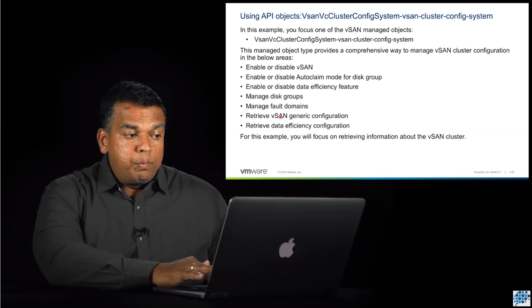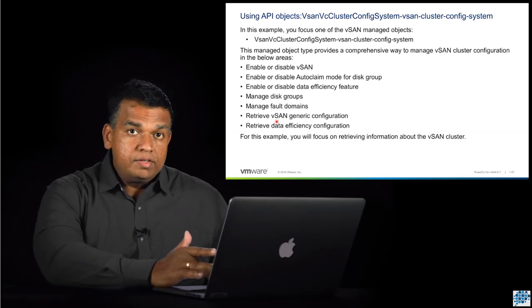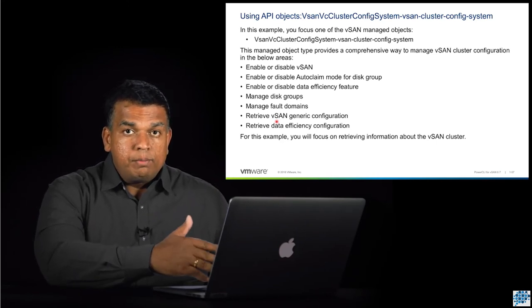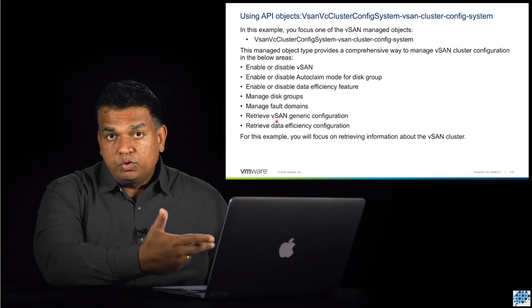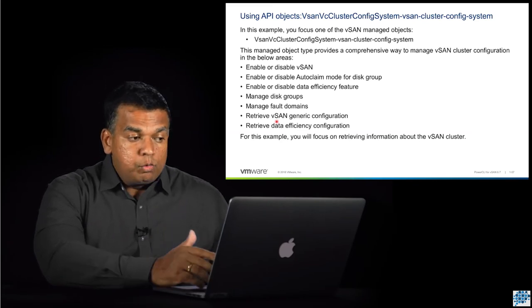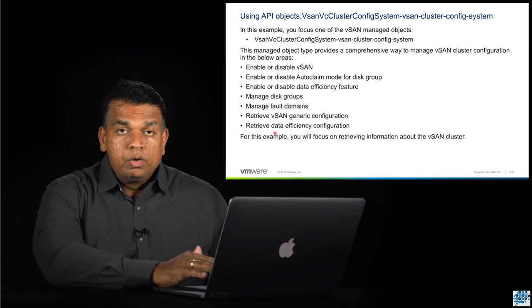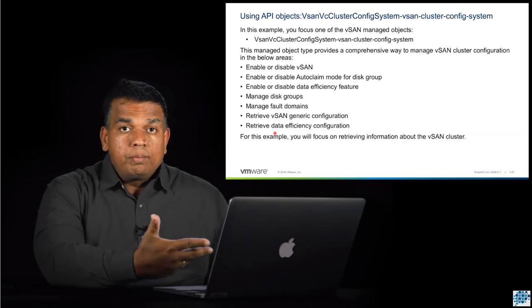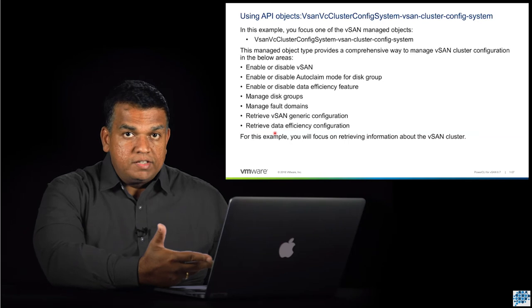The last two points, where we talk about retrieving information about the vSAN cluster, are the ones which I'm going to demonstrate here. I'm not going to go into the ones which actually make any changes. I'm going to focus on these last two methods, on how to get the information from the vSAN API about that vSAN cluster.